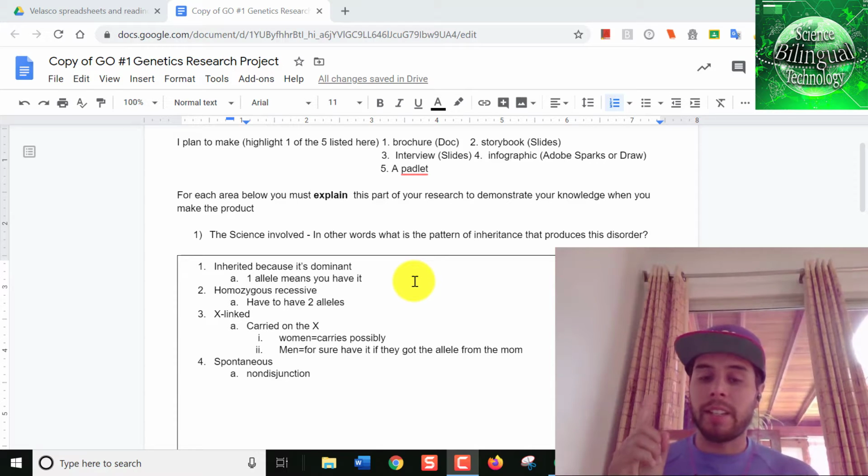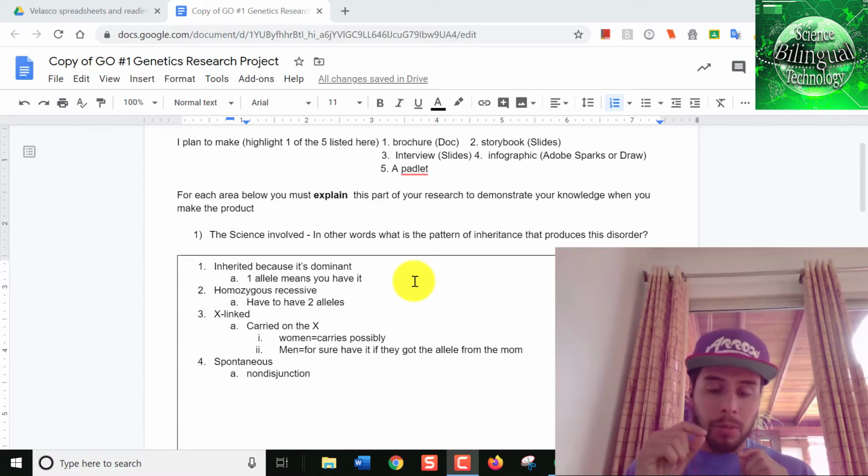The first way is that you inherit it because it's dominant. So if the genetic disorder is a dominant trait, then if you get one allele, then you have it, right? If you get the one dominant allele, that means that you have it no matter what. The second way is that it can be inherited as a homozygous recessive. So in that case, you have to have two alleles, one from each parent, in order to have the genetic disorder.